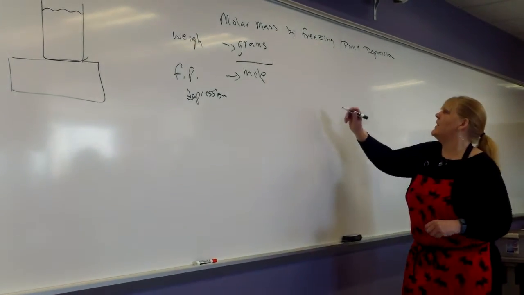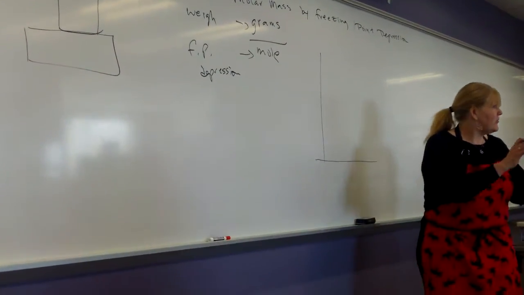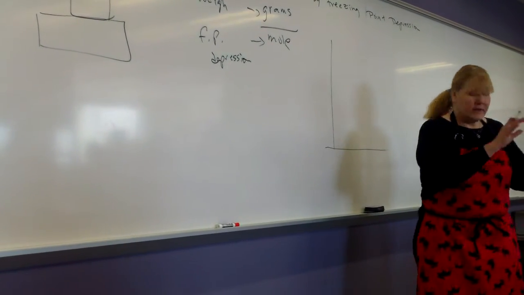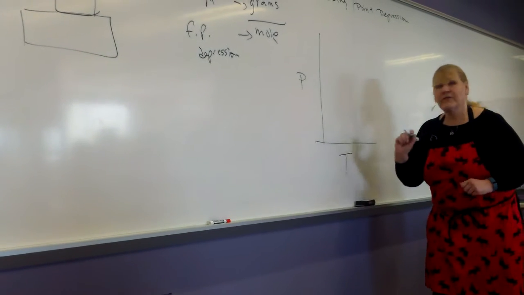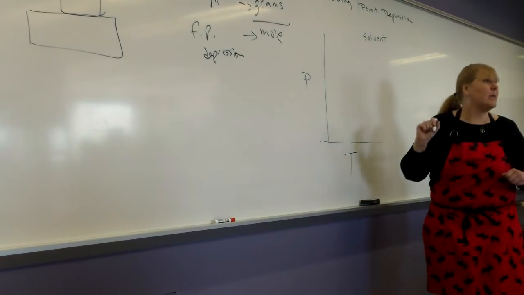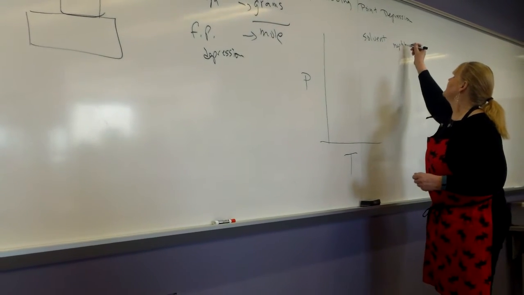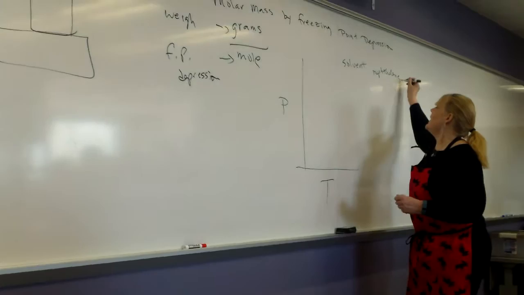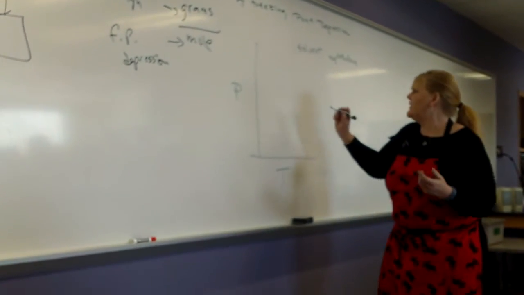So let's go back to what it is we know. We're going to go to a phase diagram, because we understand phase diagrams, yes? On the y-axis we have pressure. On the x we have temperature. And our solvent is what in today's lab? Naphthalene. That, by the way, is mothballs in your grandmother's house. I know, right? What does this look like?